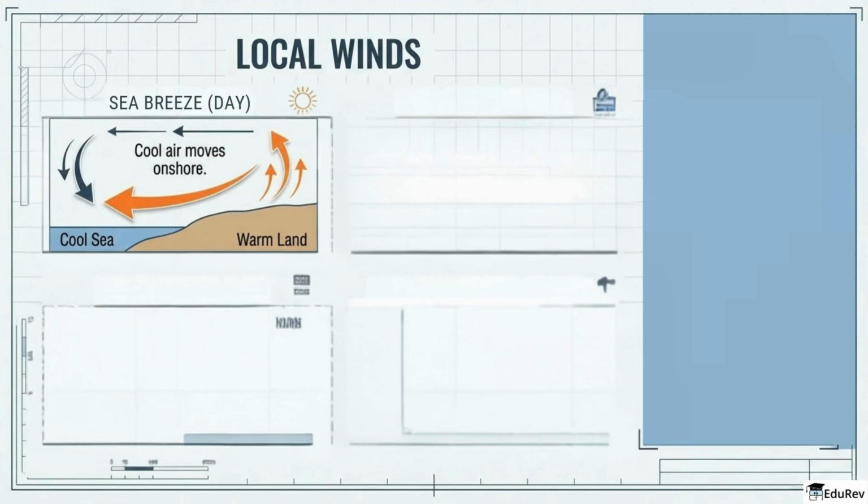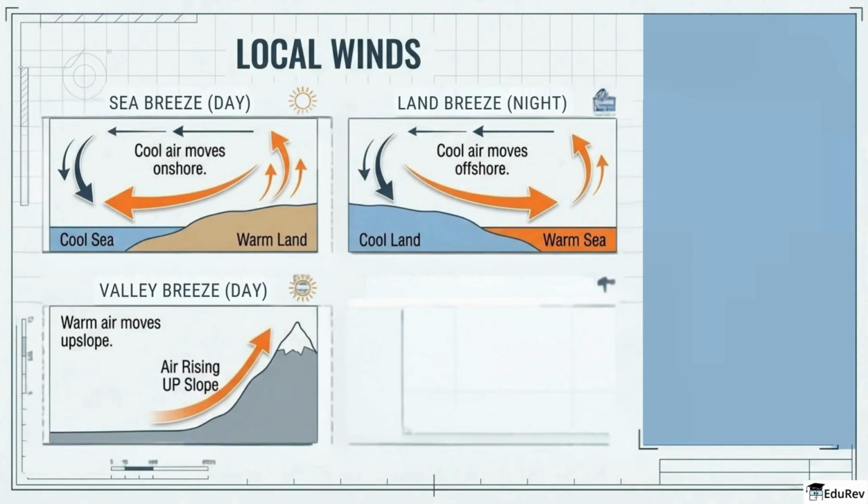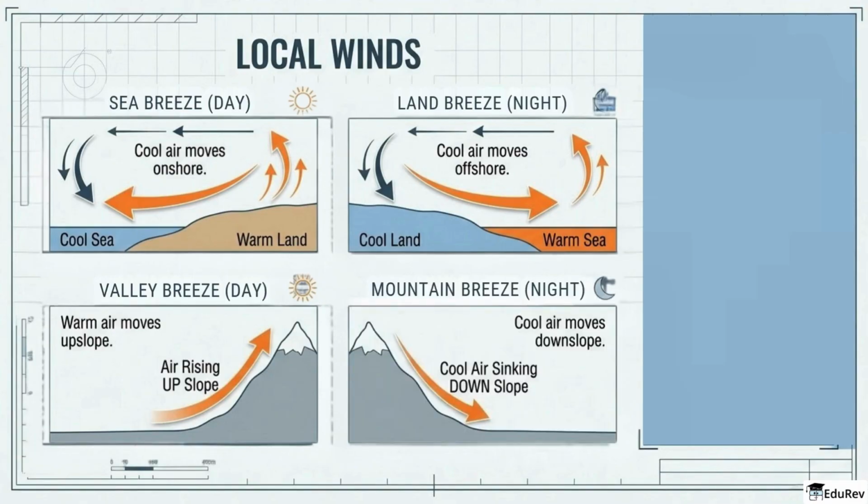Sea breeze, day. Land heats faster. Air rises over land, so cool air moves onshore from the sea. Land breeze, night. Land cools faster, so cool air moves offshore from land to sea. In mountains, valley breeze, day. Warm air moves upslope. Air rises up the slope. Mountain breeze, night. Cool, dense air moves downslope, sinking downward.